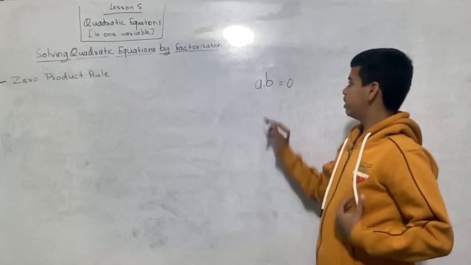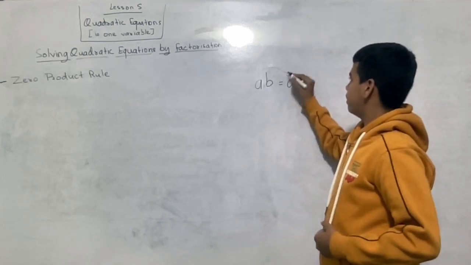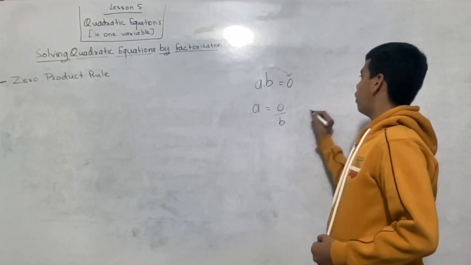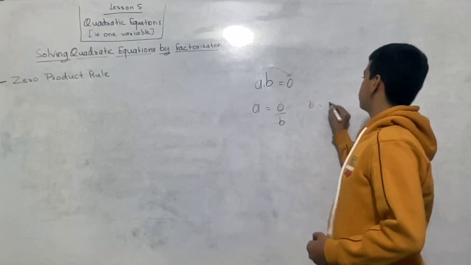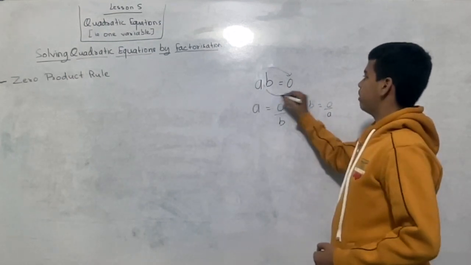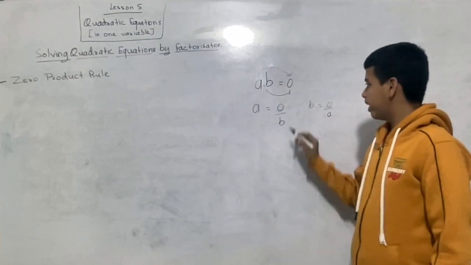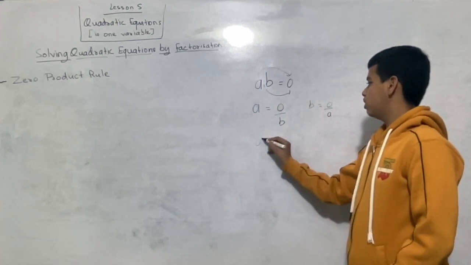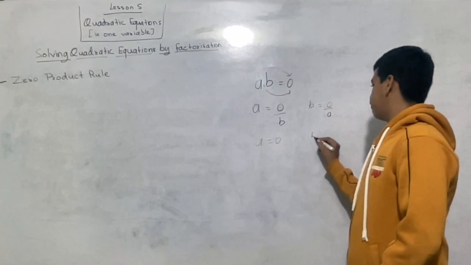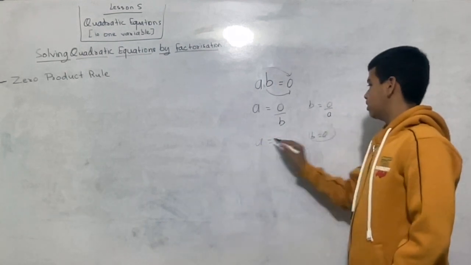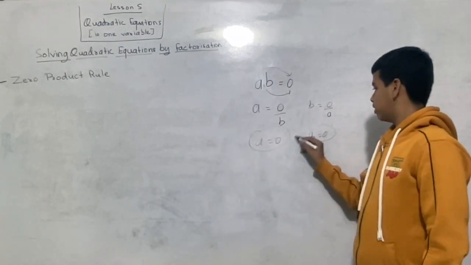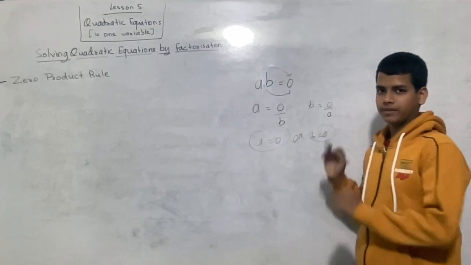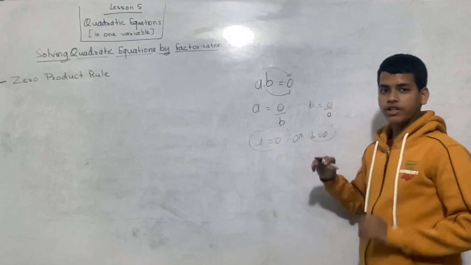Now here we obviously can solve it, like let's say A is equal to 0 by B, or we can do B is equal to 0 by A. We can take any of these to the other side. We know that when we divide 0 by anything, we get 0. So A is equal to 0, B is equal to 0. Either this, or sometimes both are 0. So this is called the zero product rule.